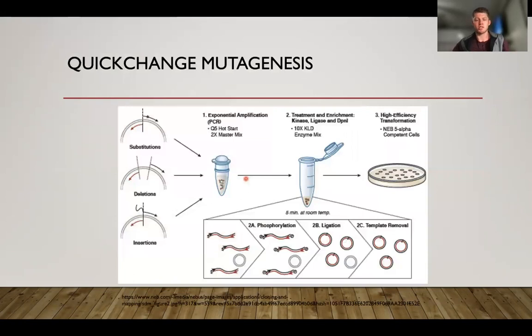Quickchange mutagenesis is a biochemical process that allows us to introduce mutations in the form of substitutions, deletions, or insertions. These mutations are then amplified by PCR and then purified using a DpnI digest and then plated on a petri dish that is treated with antibiotics that will select for only the cells that take up the mutated plasmid.